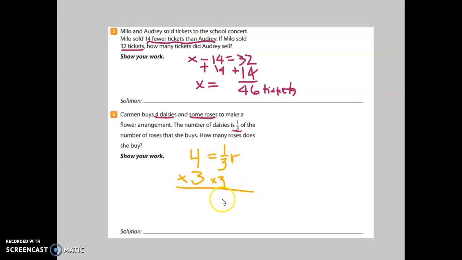So 1/3 times 3 is 1, so R is now by itself, and 4 times 3 is 12. So she bought 12 roses.